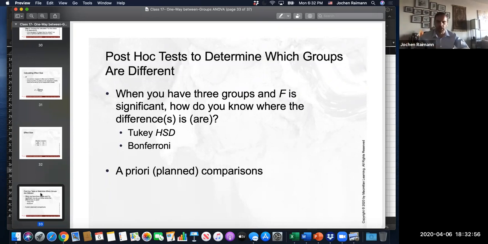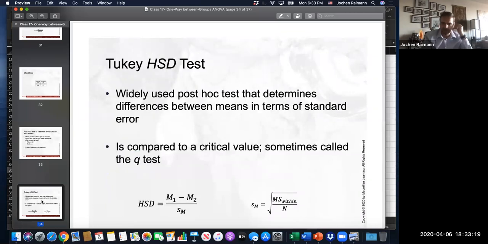Post hoc, you can now apply two different tests, mentioned here. There are a plethora of others, so there are more. But Tukey, the Tukey honest significant difference, is actually one of the most popular ones. The other one is Bonferroni.